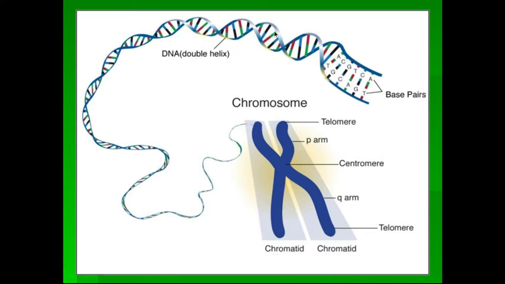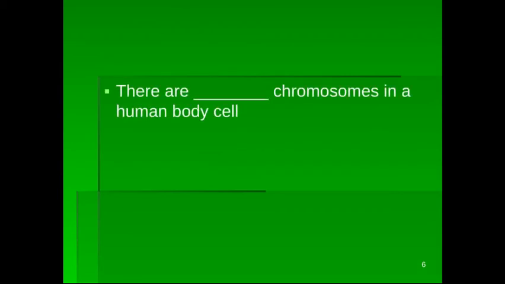This section, right here where my cursor is, down to this section, might code for one particular trait. It might be one gene. Now, test question for you. How many chromosomes are in a human body cell?